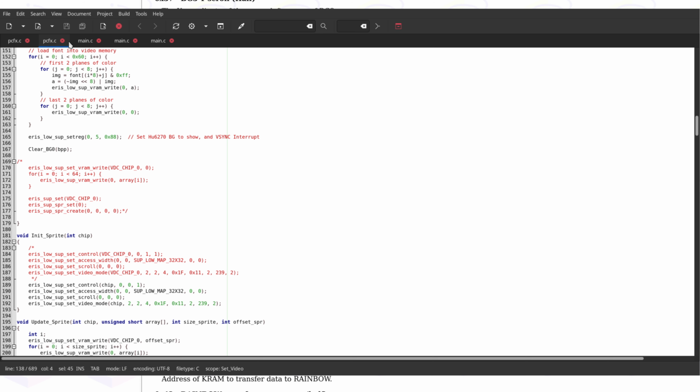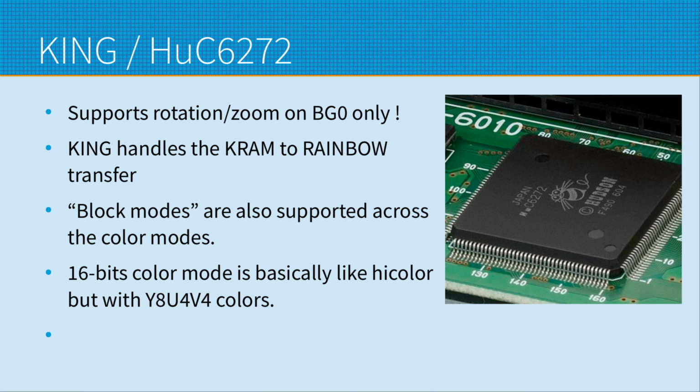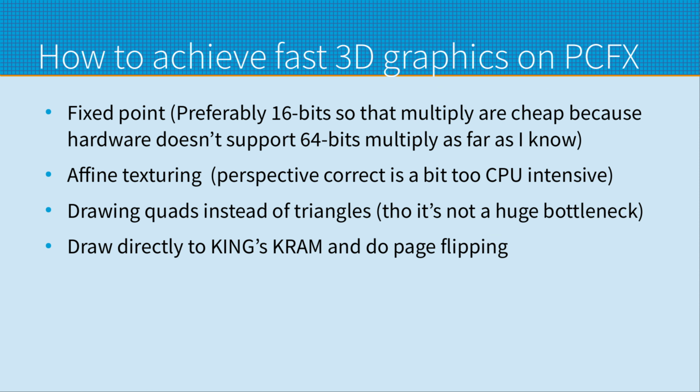So yeah, that was the Raycaster. I'm going to talk now about how to generate fast 3D graphics. The way that you should do so is to use fixed points, preferably 16 bits, because then when you multiply, it will not try to do a 64-bit multiply. As far as I gather, the CPU does not support 64-bit multiply. This is something that they did add for the SH2, but not the SH1 on the Casio Loopy, so you need to be careful about that.